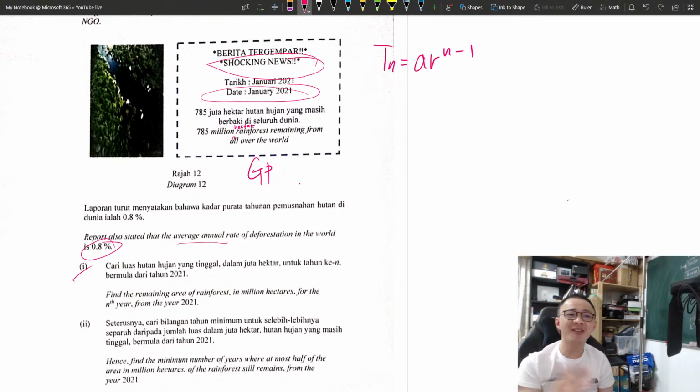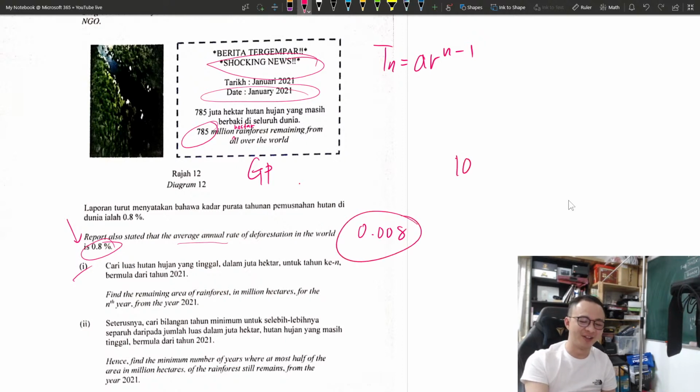Okay, so right now A is very easy. A, I believe, is just 785 million. But what is r? This is a bit tricky. If you think r is 0.8, then you're definitely wrong. You change to decimal, you say, oh, r is like 0.008, it's still wrong. Because decrease 8%, if today I give you 10 ringgit, you say, oh, decrease 0.8%, and multiply 0.008.